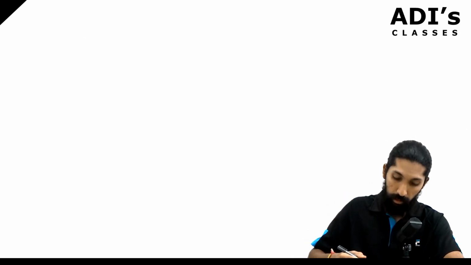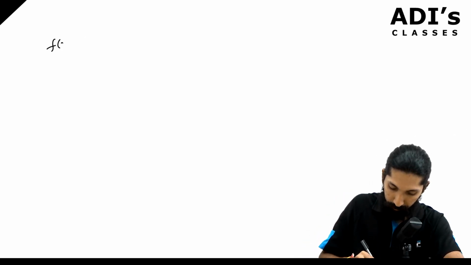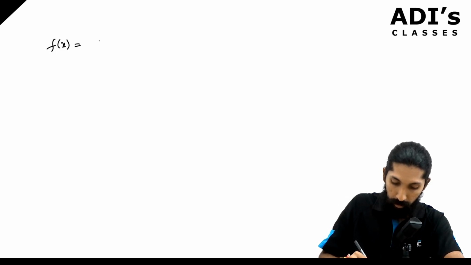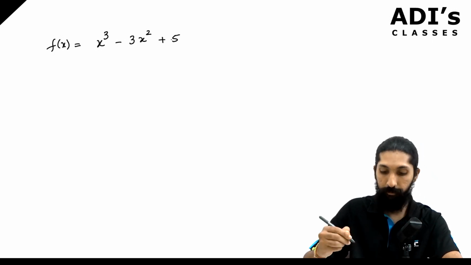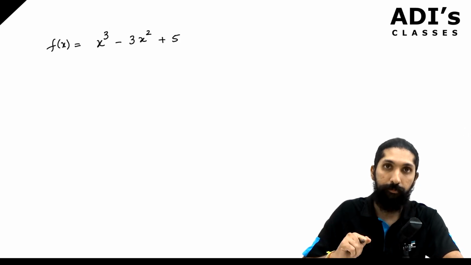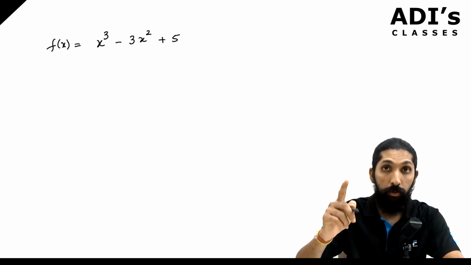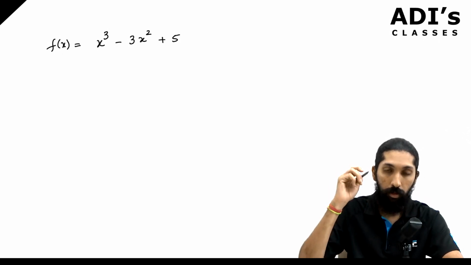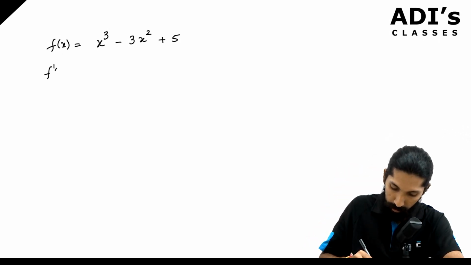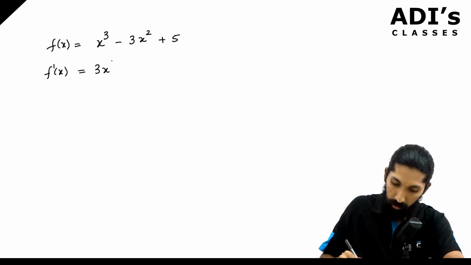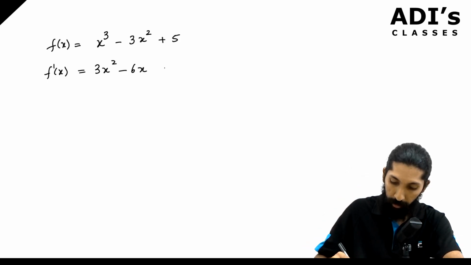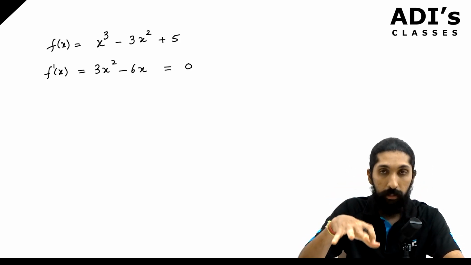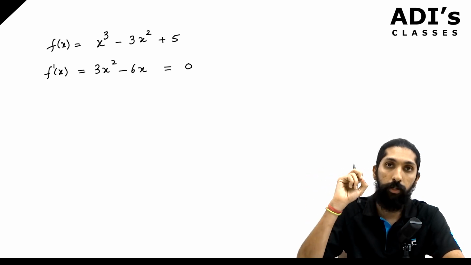All right. See the example. Say f of x is equal to, let's take it as x cube minus 3 into x square plus 5. Some value we are taking, that's all. First, you differentiate this function. So when you differentiate, f dash of x becomes 3x square minus 6x, right? Now, we first equate it to 0 to check whatever the value of x we are going to get.